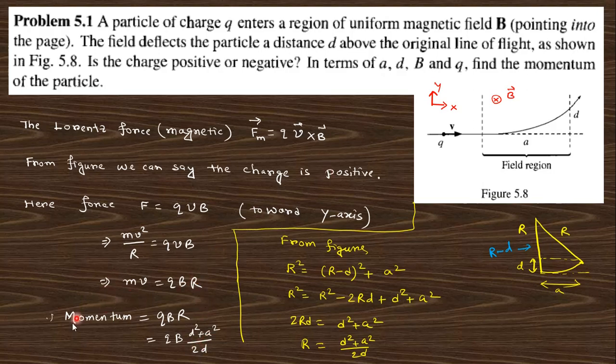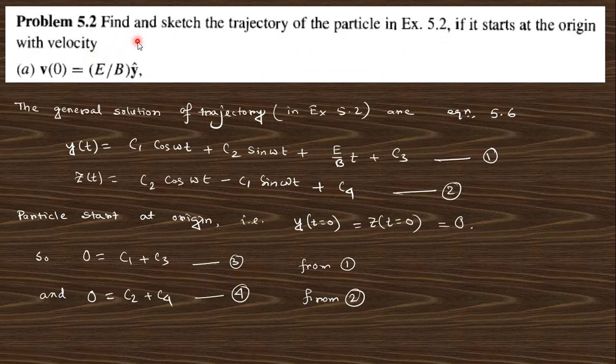This is, I think, clear. Next question: find and sketch the trajectory of the particle in exercise 5.2 if it started at the origin with velocity v. From exercise 5.2 of Introduction to Electrodynamics by D. J. Griffiths, you know the y solution is like that, the z solution will be like that, and x is 0. The particle starts at the origin, so at t equal to 0, y equals 0 and z equals 0. Putting these two conditions, you will get this relation, and this relation is common for all because they started at the origin.